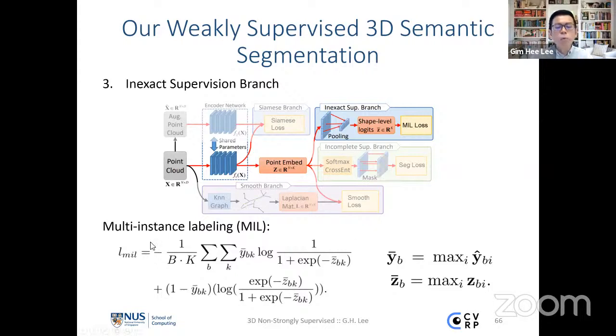So in this case, we do not need every point to be labeled. We just need a subset of the points, or a very small number of the points in each class, to have an available label. So we'll apply max pooling on the available ground truth data, and then we will train the network such that it outputs the point cloud level labeling compared to the ground truth labels that we have obtained from max pooling.